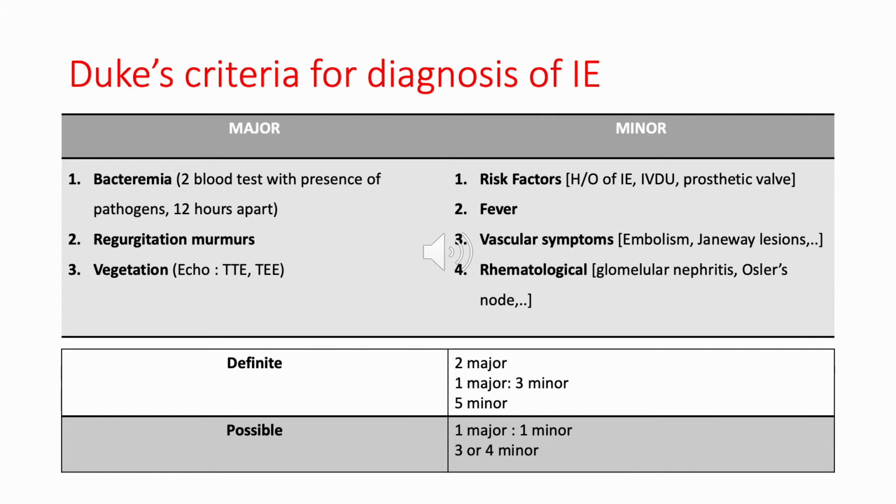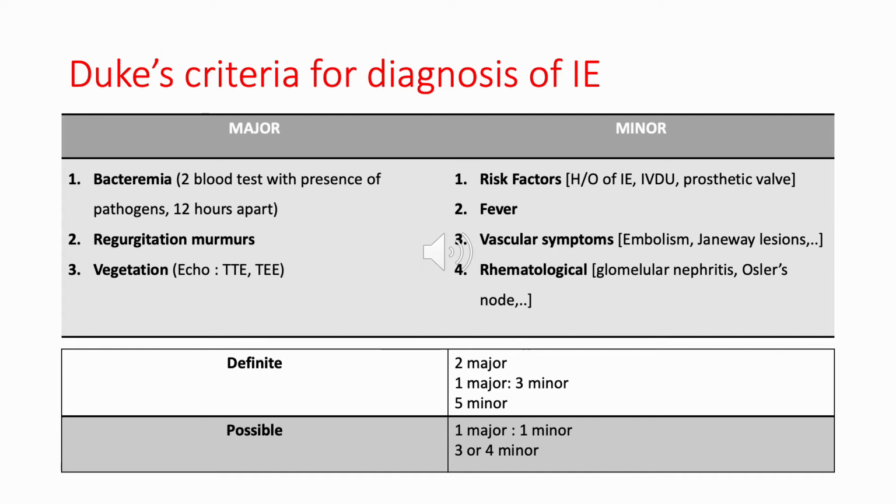So moving on to the minor criteria, first point for the minor criteria would be risk factors. So if there's a history of infective endocarditis, or if the patient is an intravenous drug user, where they inject a needle, and pathogens from the outside world, from the patient's skin for example, would stick to the needle and go into the bloodstream that way. And then if the patient also has a prosthetic valve, that could also be a risk factor. Second point would go towards fever that is more than 38 degrees.